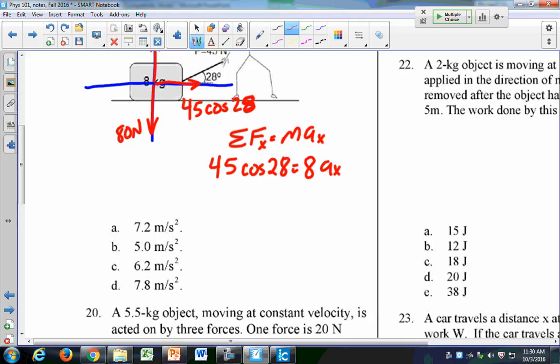45 divided by 8. Yeah, so B is the right answer. a_x. So I divide both sides by 8. This is equal to 5 meters per second squared. So B is the right answer.